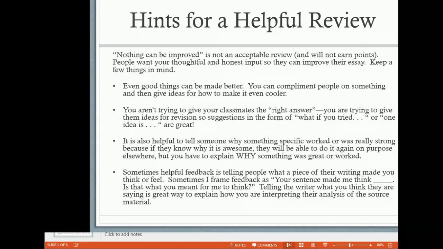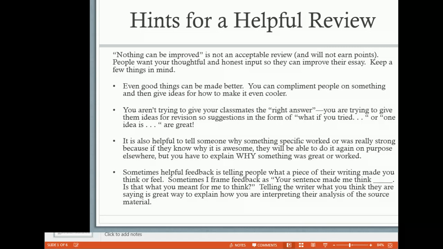Also, you aren't trying to give your classmates the right answer, so you aren't trying to fix the problem for them. You're just wanting to give them ideas. So a couple formats for that kind of feedback is to say, what if you tried, or one idea is, and that might help somebody go in a positive direction without actually doing the work for them.